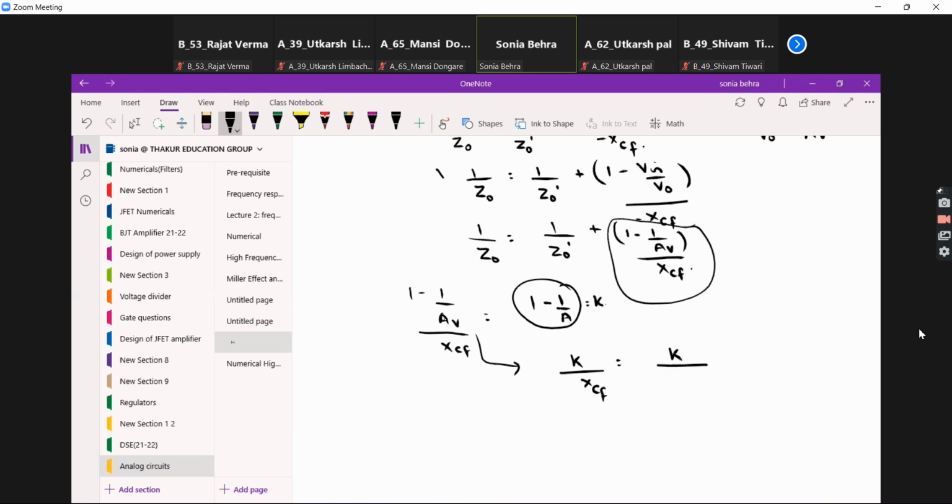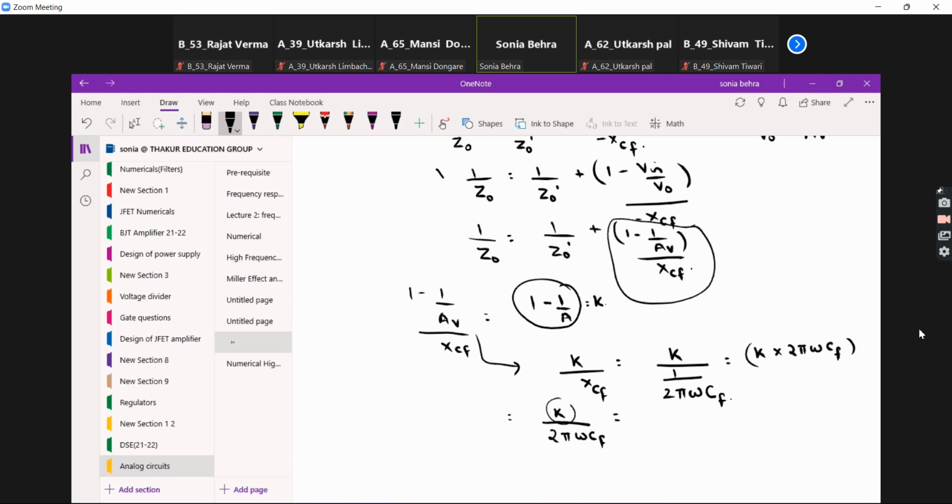So K upon XCF. XCF is 1 by 2 pi omega CF. So it is equal to K into 2 pi omega CF. Okay, so this will be your equation. हमने वहाँ पे negative sign ली थी. So to remove your negative sign, you will write this equation as K upon 2 pi omega CF. 1 by 2 pi omega CF is nothing but the reactance of your capacitor.